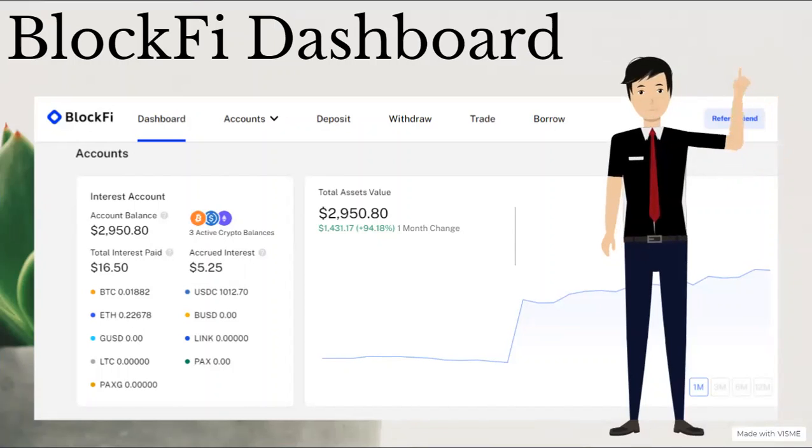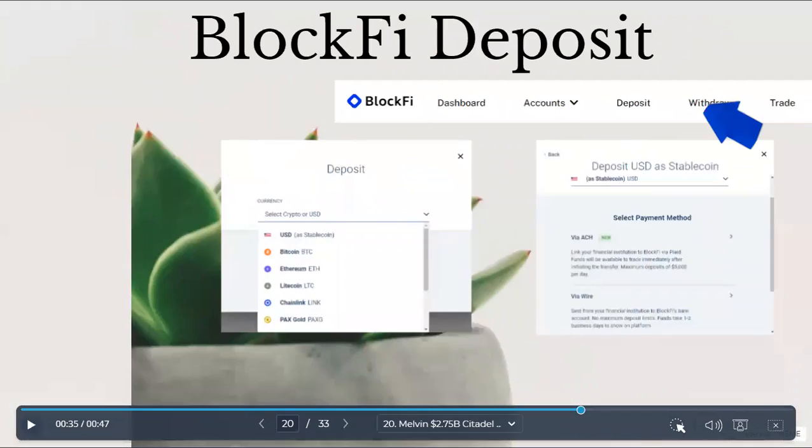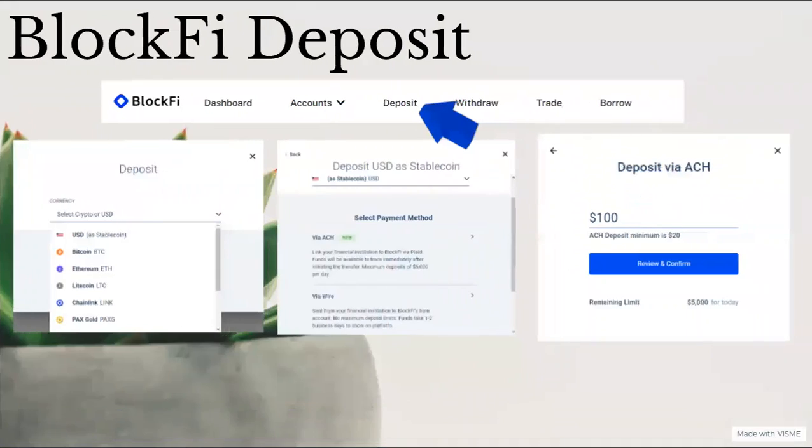So here we see my dashboard. Right now, I'm invested in Bitcoin, Ethereum, and USDC, which is a stablecoin, or a crypto that's pegged to the US dollar. So one USDC equals one US dollar. So first, we need to deposit some money into our account. To do so, we click deposit at the top navigation bar. That'll take us to this drop-down menu on the left to select the currency that we want to deposit. In this case, we pick USD as stablecoin.